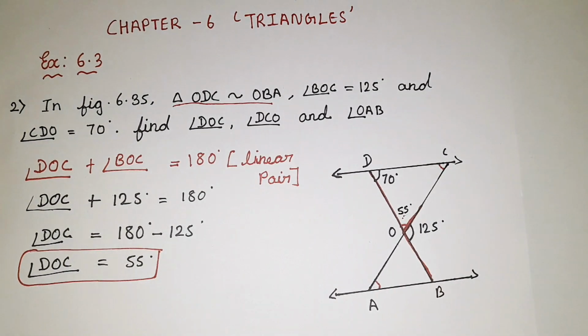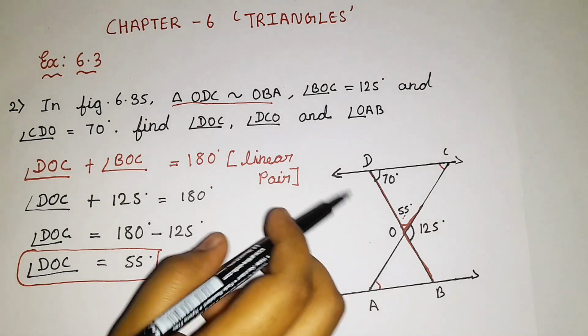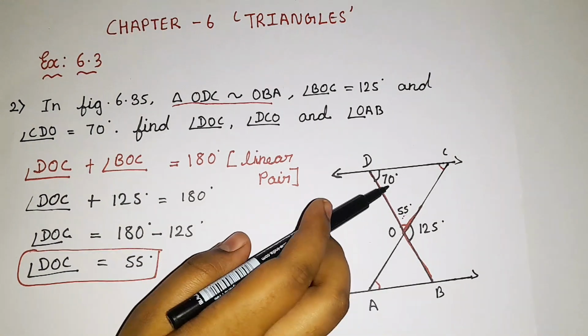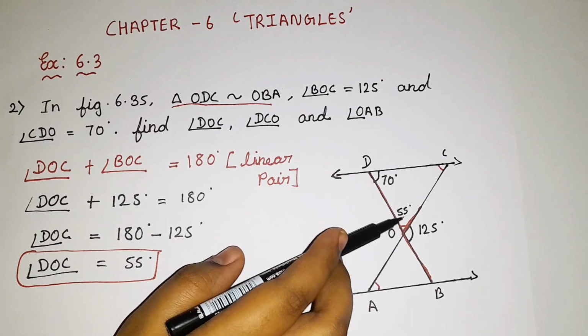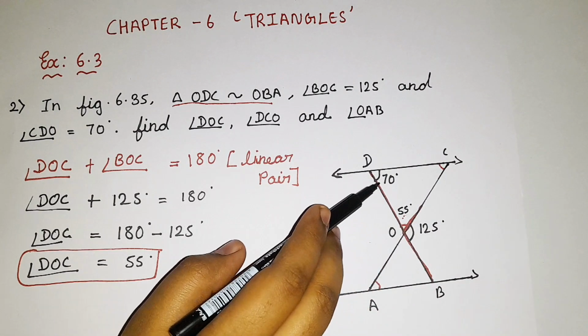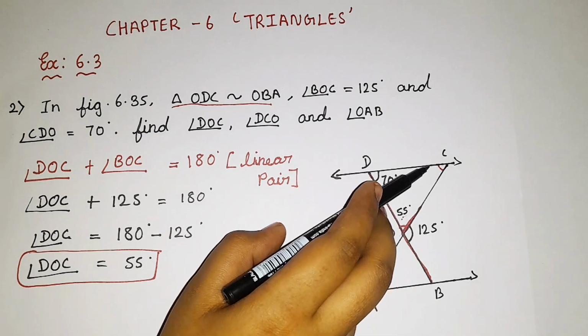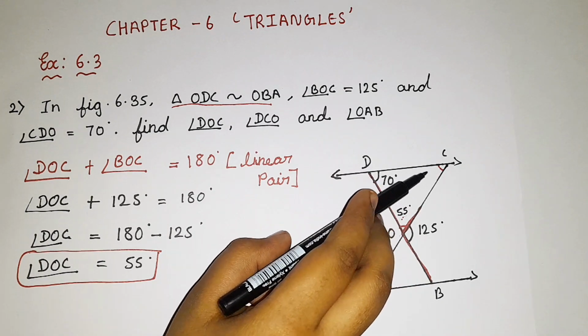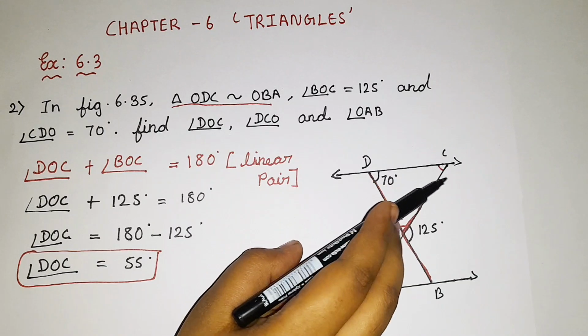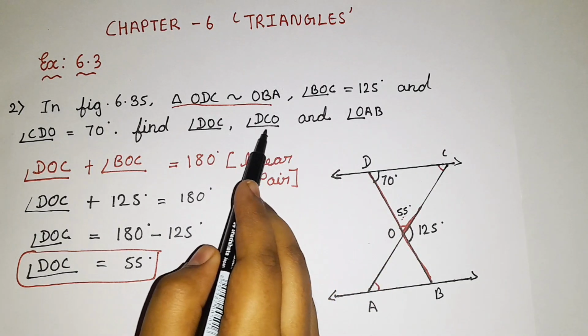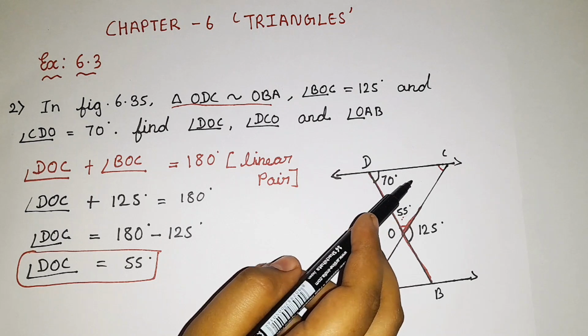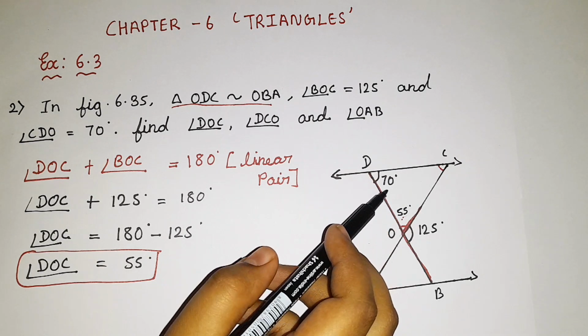Okay, so now since I got the value, let us look at this triangle. Here I have 70 degrees, this is a triangle, am I right? Here I have 70 degrees, here I have 55 degrees, and here I have a missing value, shown as a question mark. I am supposed to find this value. According to the question, I am supposed to find this value as well.